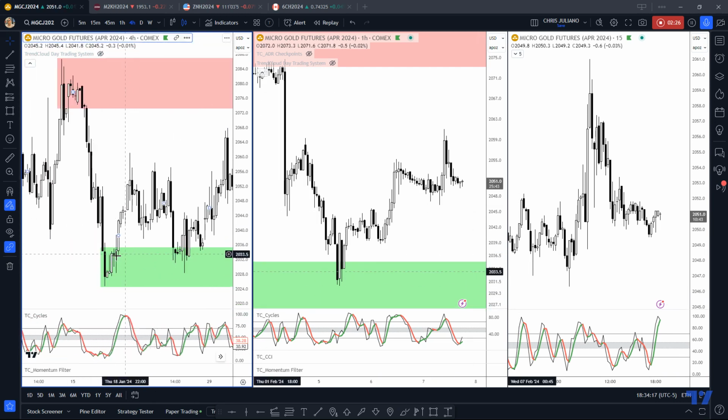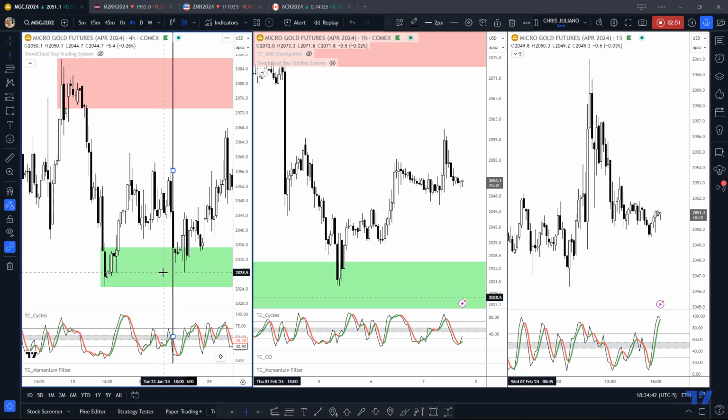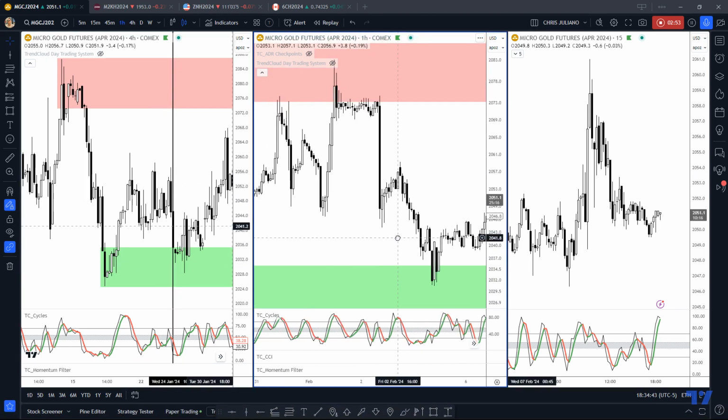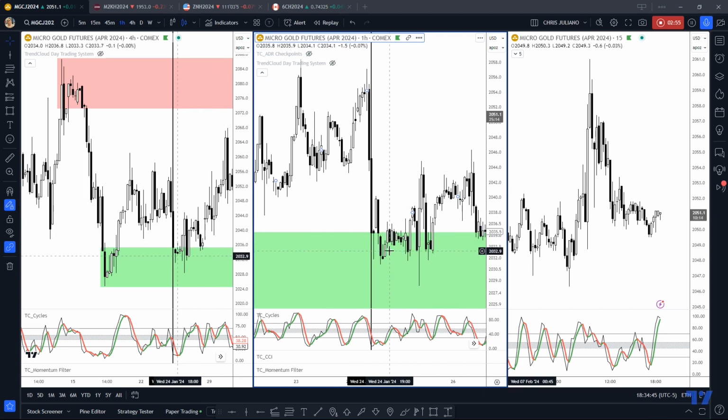Once you've established that low point on your 4-hour chart, once price starts to come back into that area, because this is now considered a demand zone, once price starts to enter the demand zone, you drop down to your cycle indicator, grab that vertical line, and put it right where you entered the demand zone. And let's scroll back here and take a look.